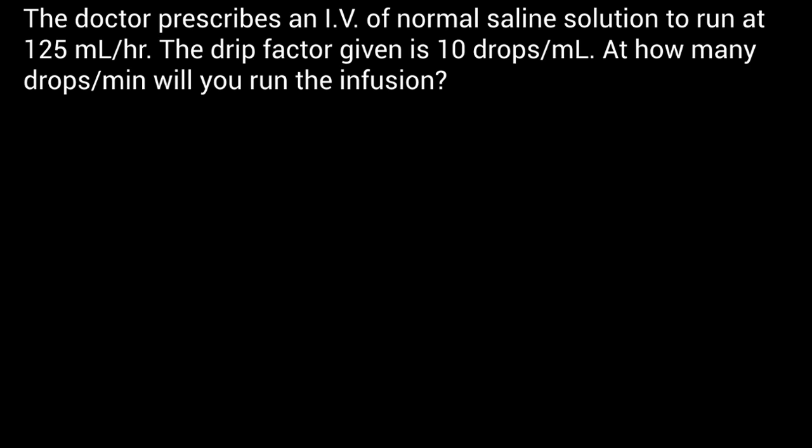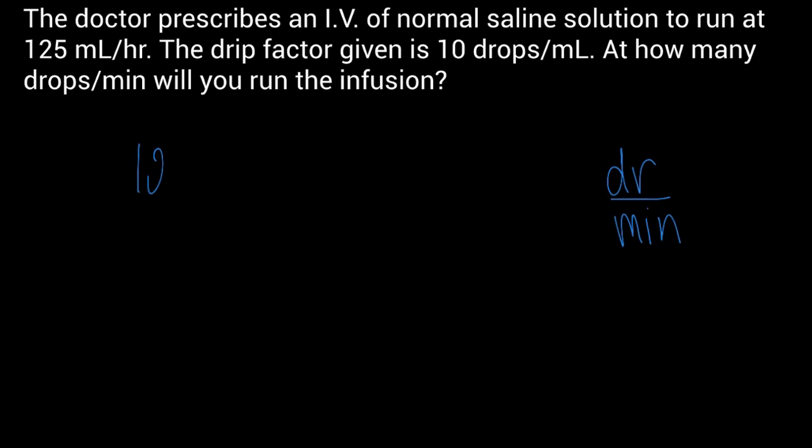The doctor prescribes an IV of normal saline solution to run at 125 milliliters per hour. The drip factor given is 10 drops per milliliter. At how many drops per minute will you run the infusion? To start, we're going to put drops over minutes on the right.